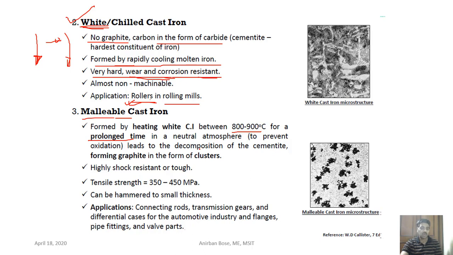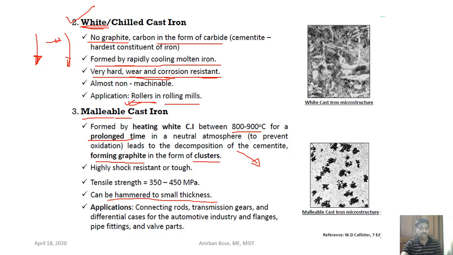Malleable means you can hammer it to a very small thickness. Tensile strength is relatively high, it has highly shock resistant properties, and it is a tough material. Applications include connecting rods, transmission gears, and differential cases for the automotive industry, as well as flanges, pipe fittings, and valve parts, which are made of malleable cast iron.